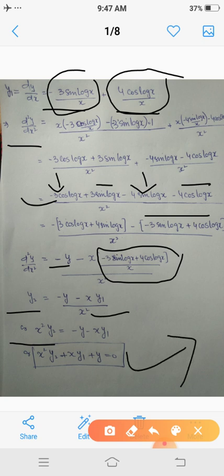Hence we proved that x square y2 plus x y1 plus y equals 0. So in this way we completed this very topic, that is higher order derivatives. You can find any order derivative by differentiating that many times the given function.